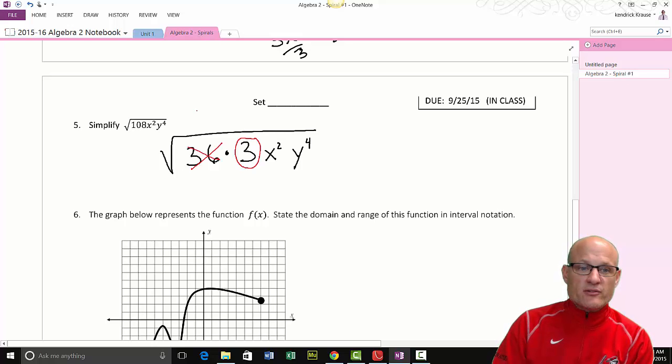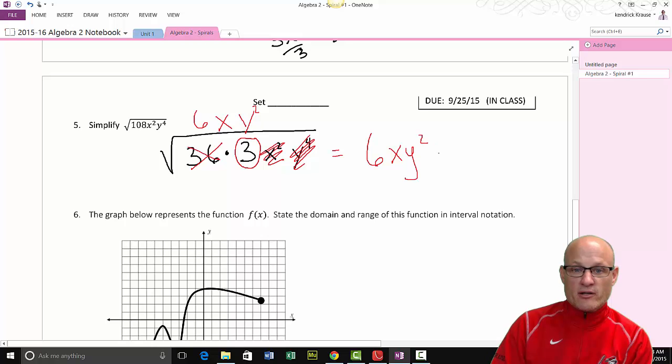Square root of 36, 6. Square root of x squared, x. Square root of y to the 4th, y squared. So my final answer is 6x y squared square root of 3.